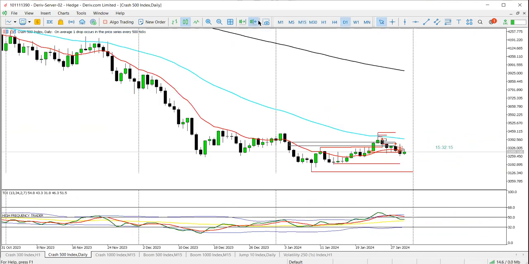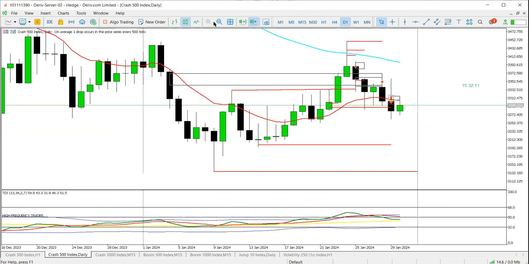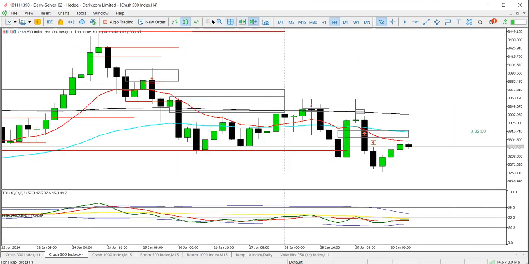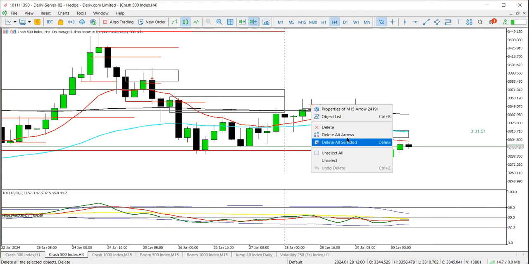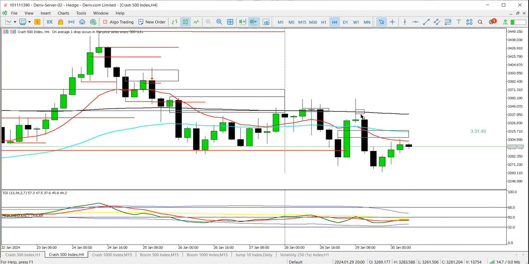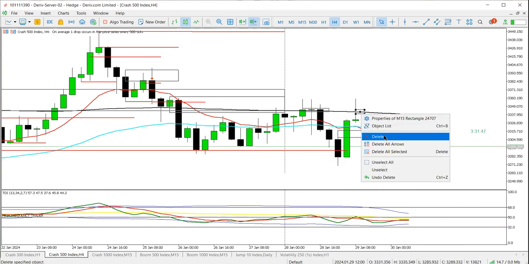So going into today, what are we looking at? I'm looking at a possible continuation to the downside on this particular asset. Let's see. We broke a structure here. We could potentially retest here or retest at the top. Okay, so let me just remove these arrows here.